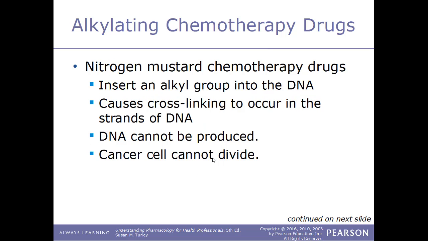There are various different kinds of alkylating chemo drugs. One group is the nitrogen mustard chemotherapy drugs. And these act by inserting an alkyl group into the DNA. This will cause a cross-linking to occur, and then the DNA can't be produced normally, and therefore the cancer cells can't divide.